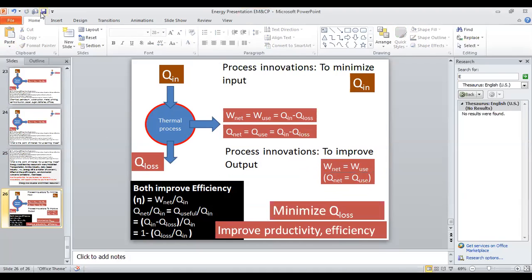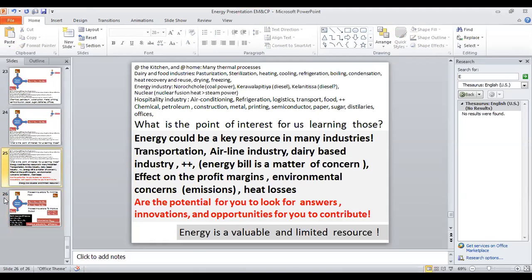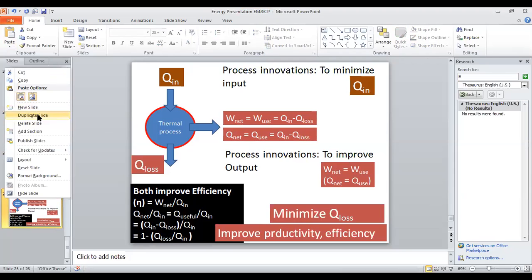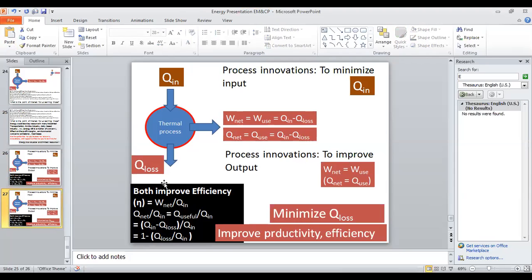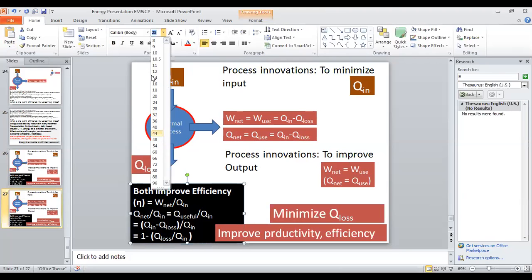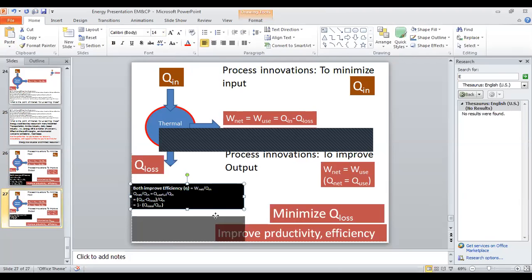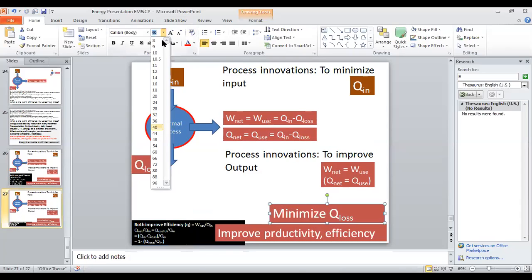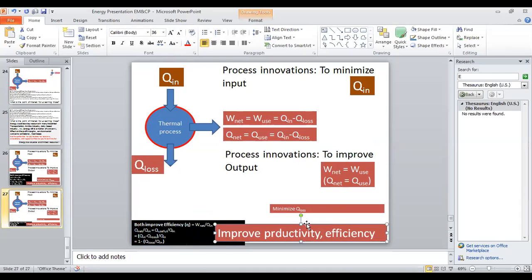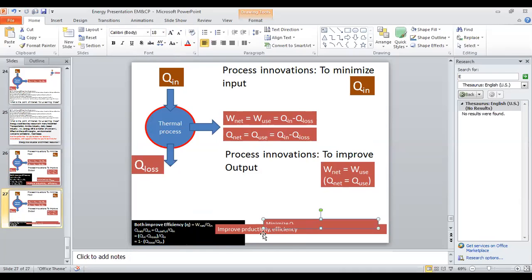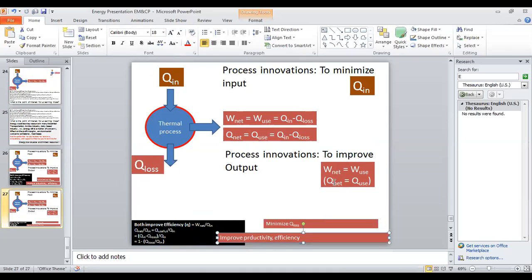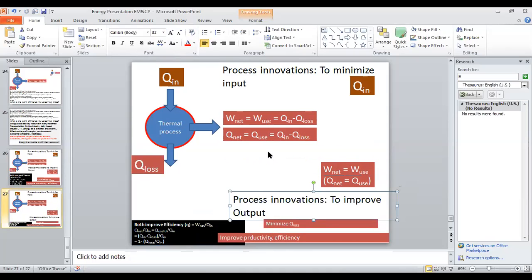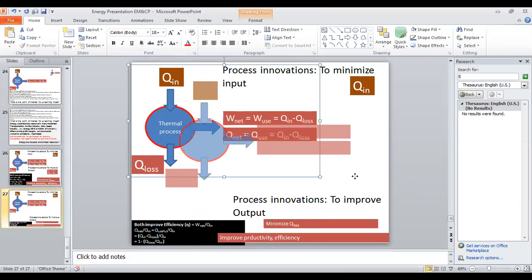Now I'm going to talk about the recovery and recycling. About recovery and recycling.